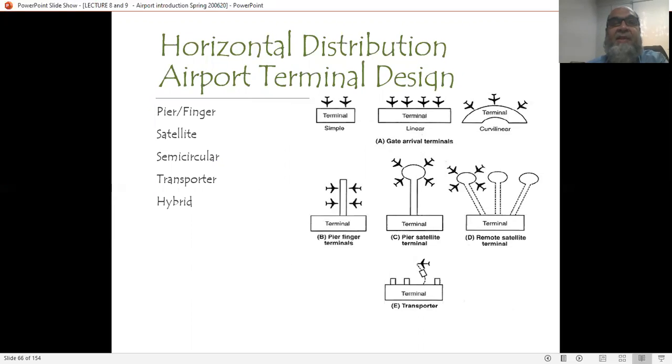Now, the terminal buildings have been designed in two concepts: the horizontal distribution, how the facilities are designed horizontally, as well as the vertical distribution. Let's try to understand the concept of horizontal distribution.